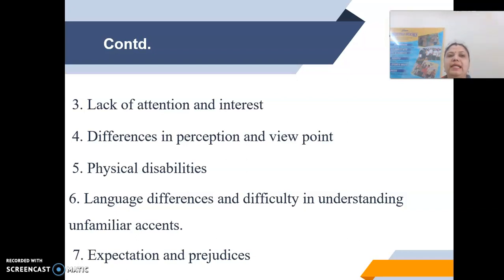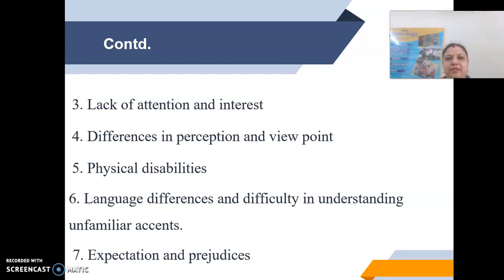Next barrier is physical disabilities. If a person is not feeling well or is in an uncomfortable situation due to physical disabilities, maybe the person is deaf, hard of hearing, dumb, or has any other kind of physical disability, that disability does not allow the person to concentrate properly, so it acts as a barrier to effective communication.